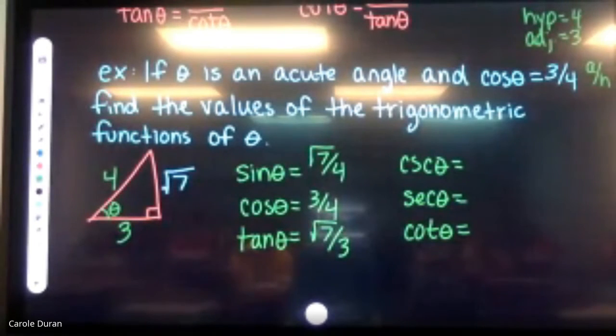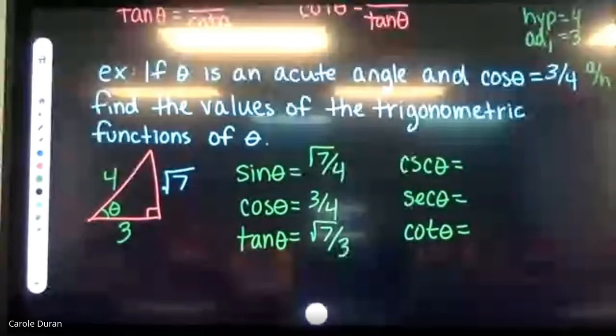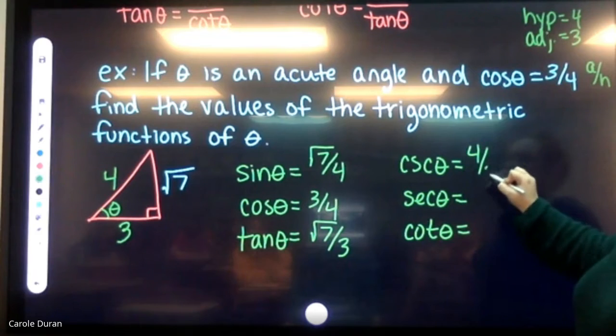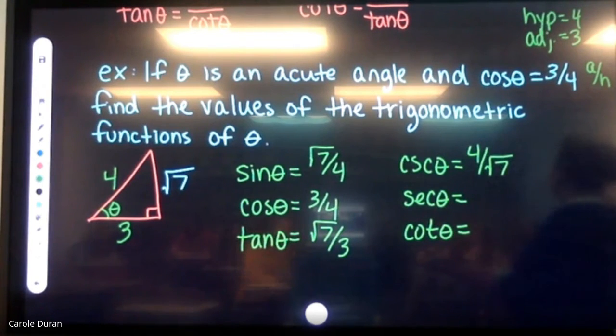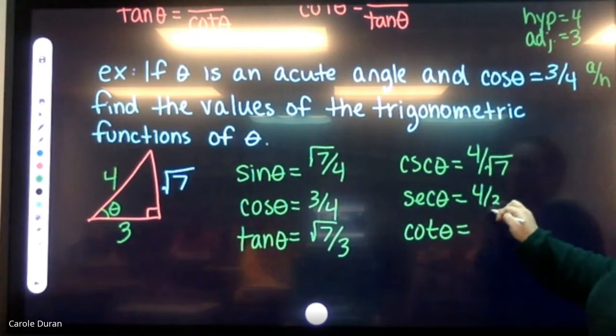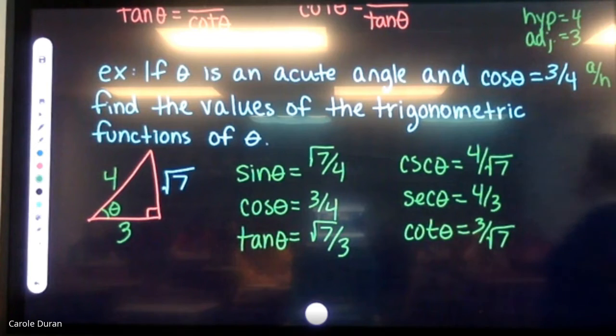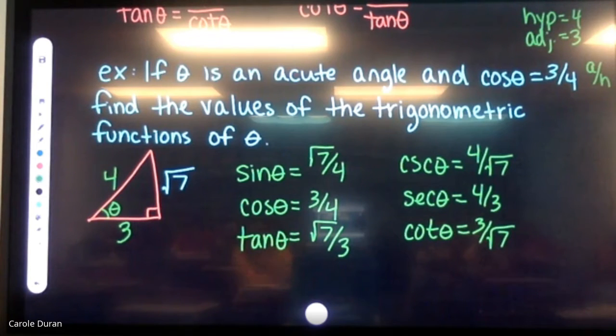Did you have to do a whole lot of work to find cosecant, secant, and cotangent? Why not? We just flipped the original 3 fractions. So cosecant is going to be 4 over the square root of 7. Secant is going to be 4 over 3. And cotangent is going to be 3 over the square root of 7. We are leaving the square root of 7 in the problem, yes. However, we're not getting rid of it because it's a rational number. Don't rationalize.